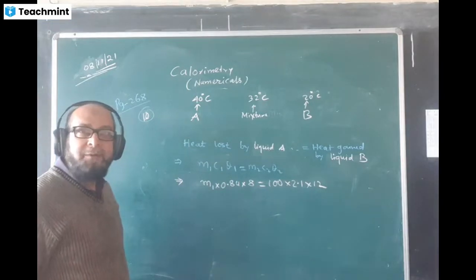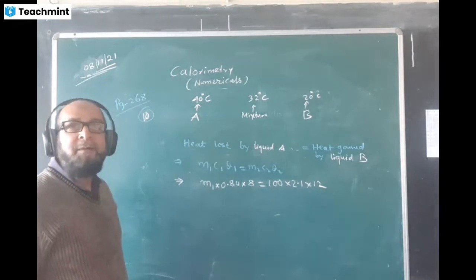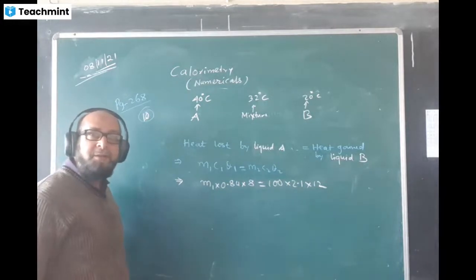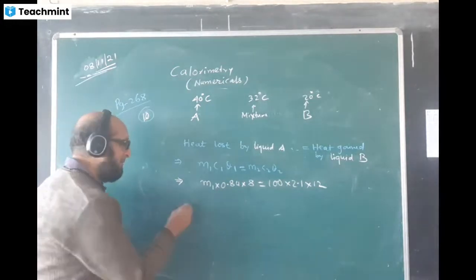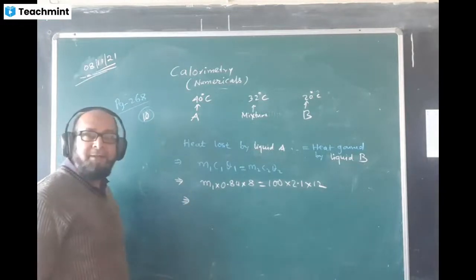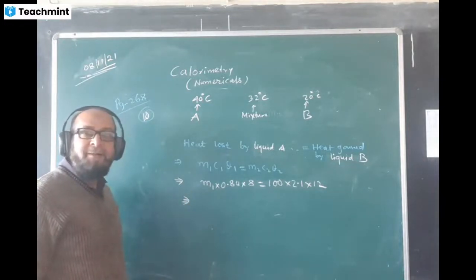What happened, Darshan? Dakshish. Yes, use the calculator. 32 minus 20 is 8.